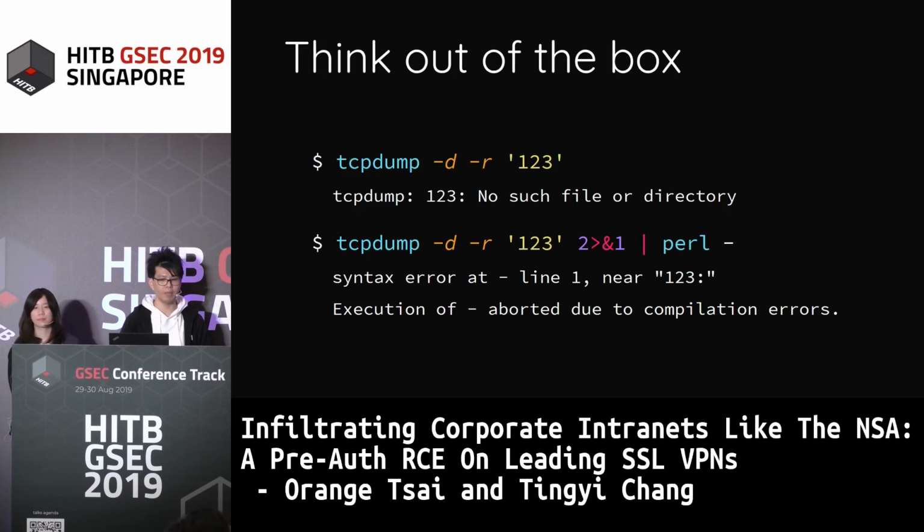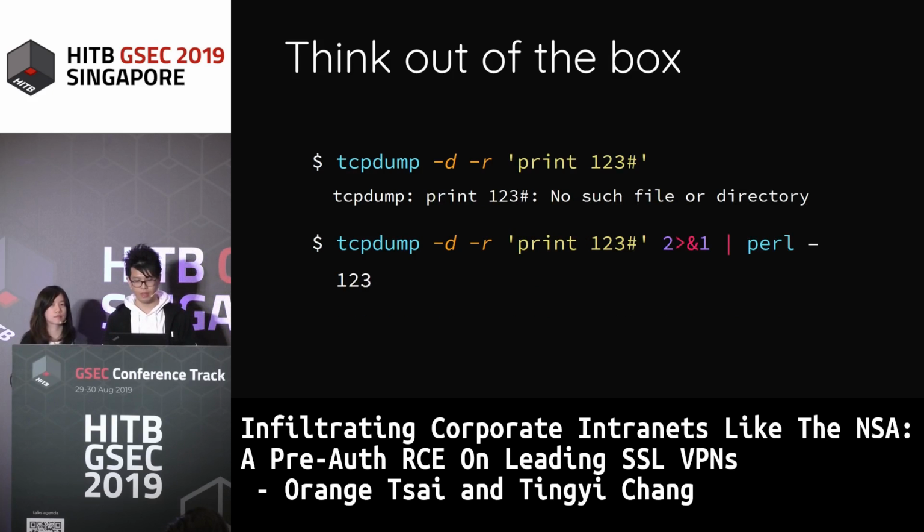We try to pipe this standard error to Perl, but we still get nothing. However, when we try to use another file name, such as "print123" with a hashtag, and pipe the standard error to Perl again, the magic happens. Perl prints out the 123 without errors.